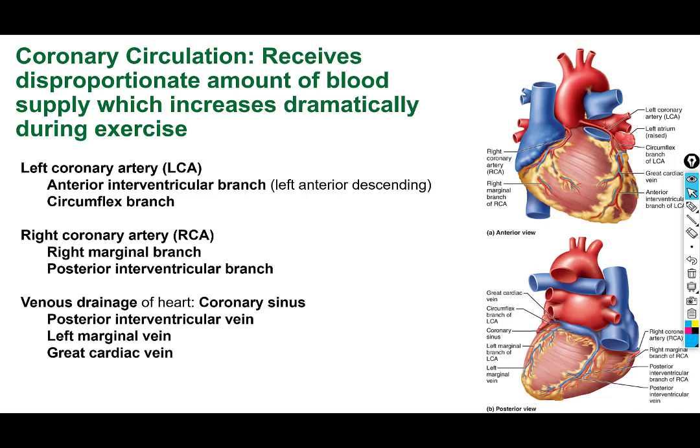The right coronary artery comes off the right side and branches into the right marginal branch, which hugs the margin of the heart, and the posterior interventricular branch, which is on the back here, as you can see. So that's down here.